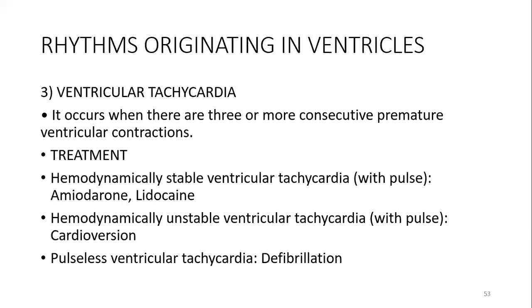Okay. So ventricular tachycardia occurs when there are 3 or more consecutive premature ventricular contractions. Here, the treatment is for hemodynamically stable ventricular tachycardia. When there's a pulse, you can use amiodarone or lidocaine. When the patient is hemodynamically unstable in the presence of ventricular tachycardia with a pulse, you can use cardioversion. You can transmit electrical impulses through electrodes on the chest to help reset the heart. When there's pulseless ventricular tachycardia, you have to defibrillate the patient.